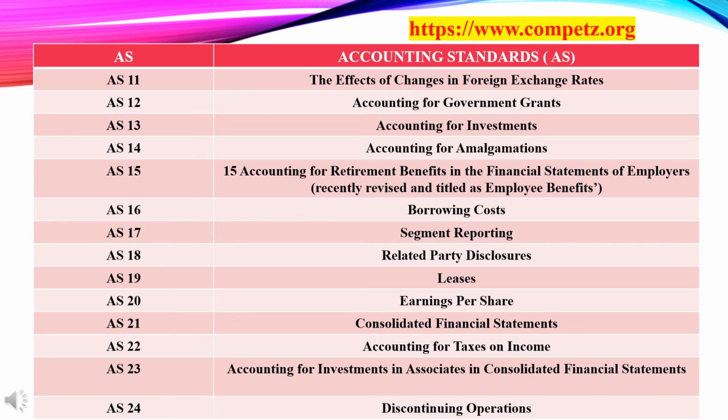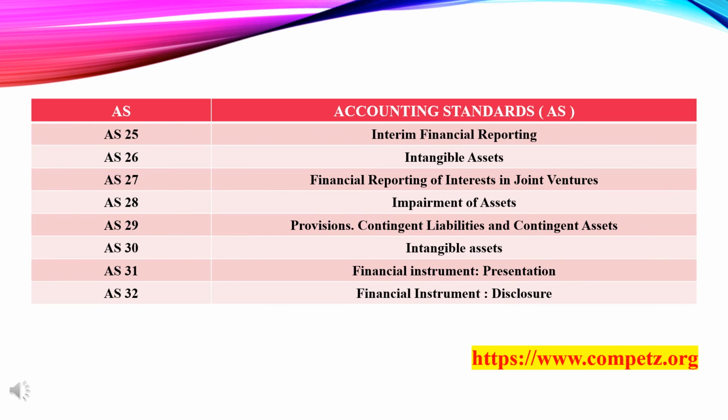AS18 is for related party disclosures. AS19 is leases. AS20 is earnings per share, that is the EPS. AS21 is consolidated financial statements, called CFS. AS22 is accounting for taxes on income. AS23 is accounting for investments in associates in consolidated financial statements, that is CFS. AS24 is discontinuing operations. The next accounting standard is AS25, interim financial reporting.